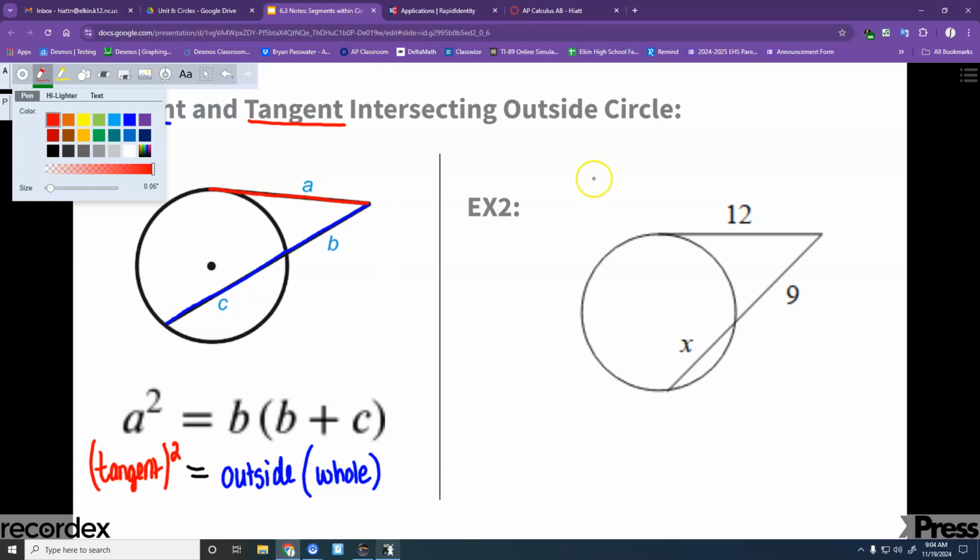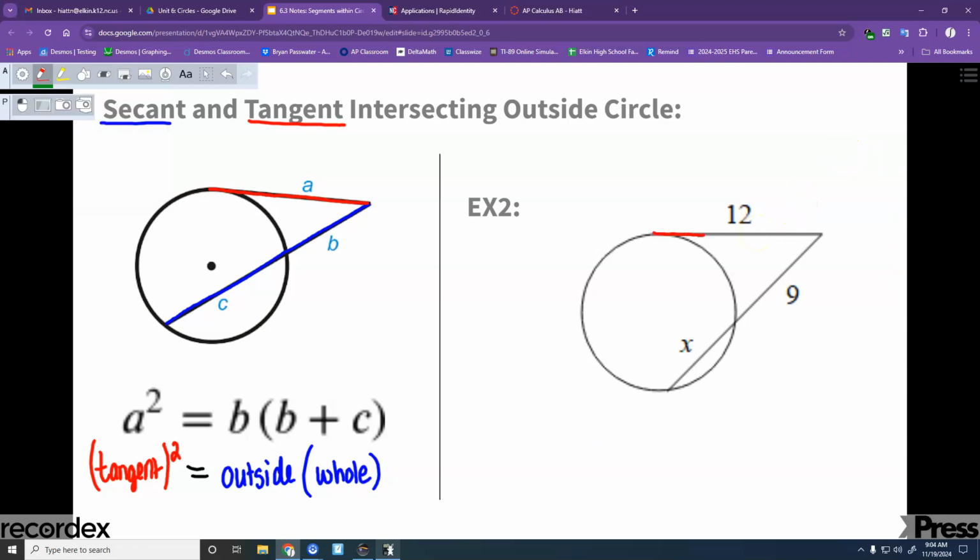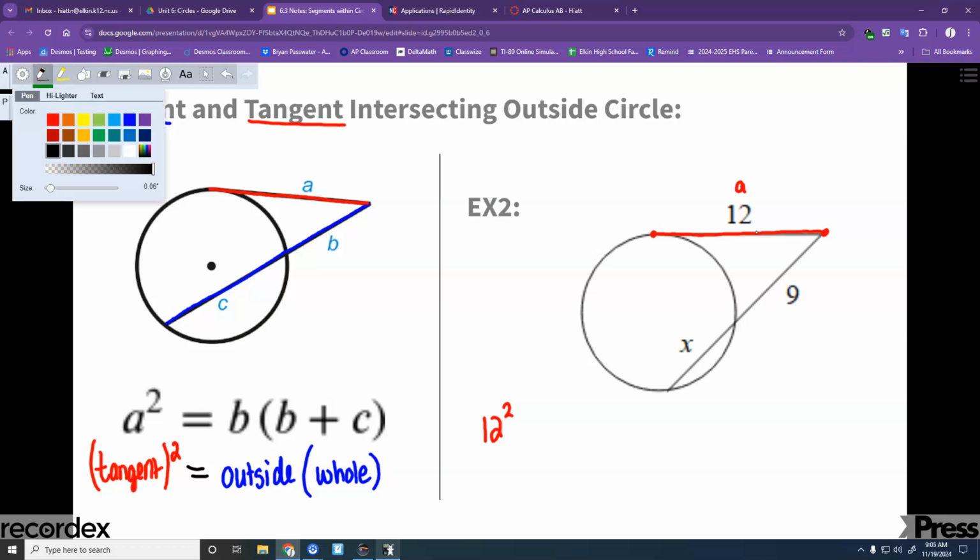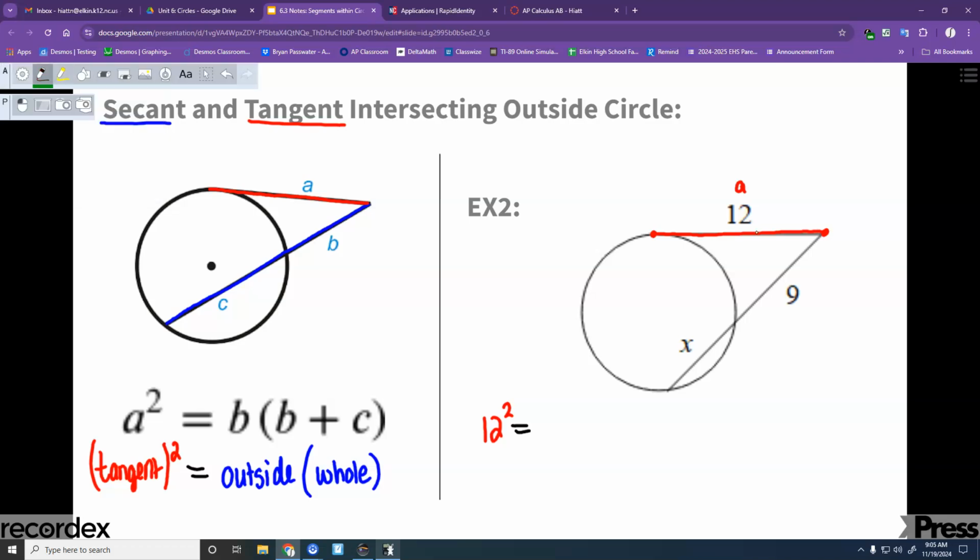So when I look at this picture here, which one is my tangent? The 12 is my tangent. This line right here is my tangent line. So that is going to be the A in this case, right? That's our A. So we're going to do 12 squared. Then we'll do equals.